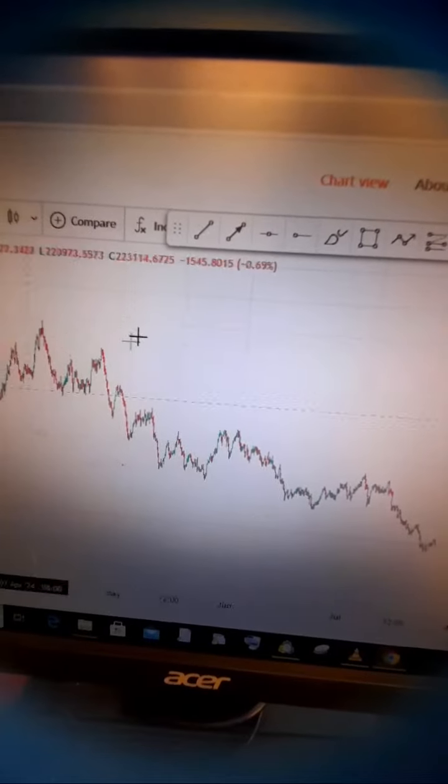So let us click on H4. Yes, we are on H4 now. We have to look at the direction of the market. We can see that the market is now making lower lows and lower highs.